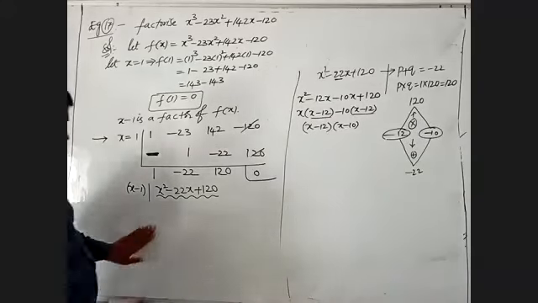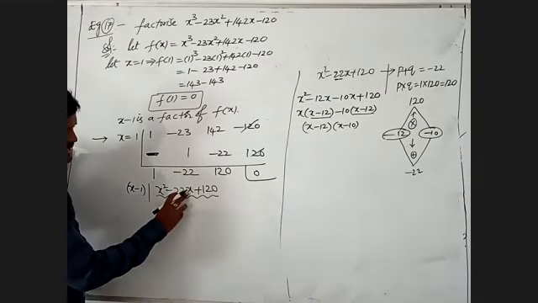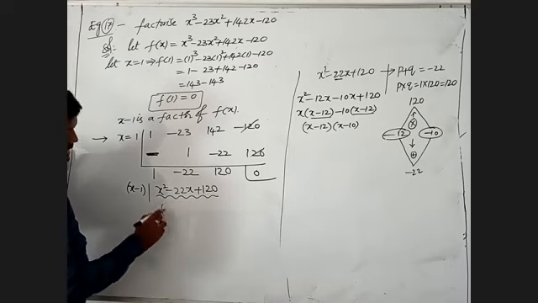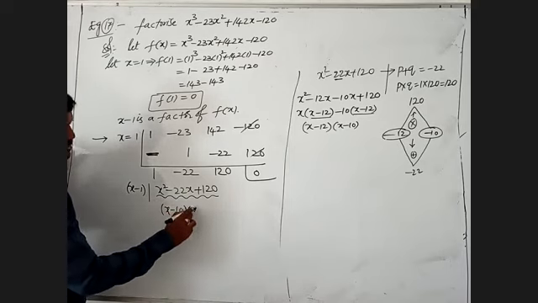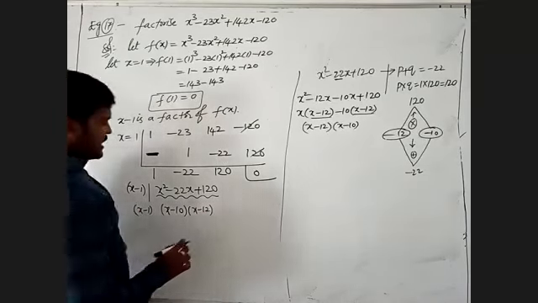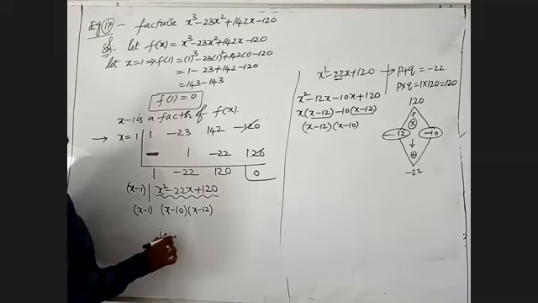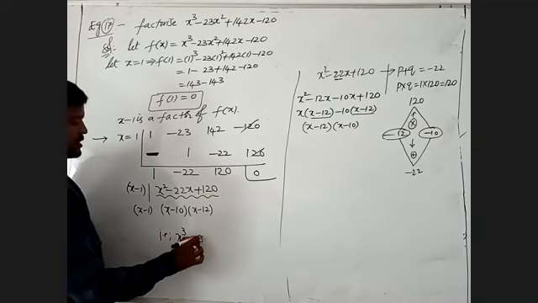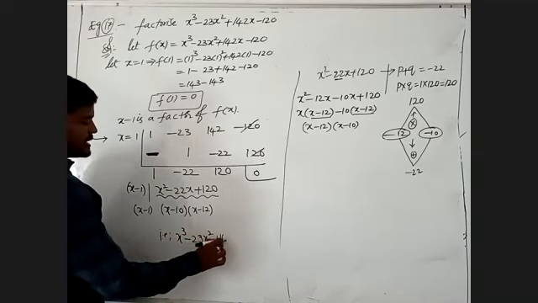That means x square minus 22x plus 120 will be written as x minus 10 into x minus 12, and the earlier term is x minus 1. Finally, x cube minus 23x square plus 142x minus 120 will be written as x minus 1 into x minus 10 into x minus 12. This is the given factorization of the polynomial.